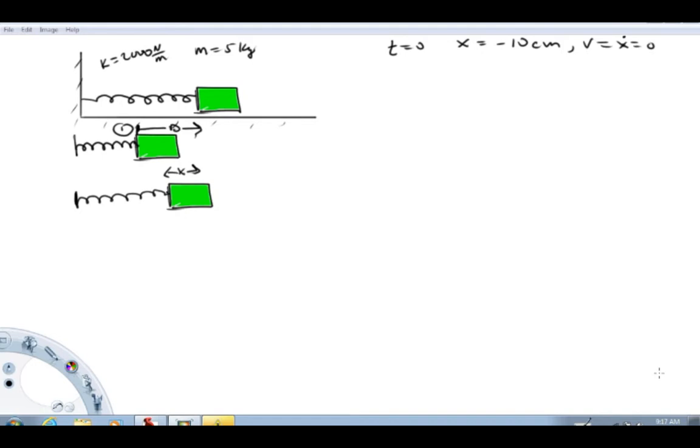The purpose of this video is to demonstrate how to write equations of motion and solve those equations to analyze a mechanical vibrating system. What we want to get out of this is a position versus time equation, and we would like to know the frequency of oscillation.